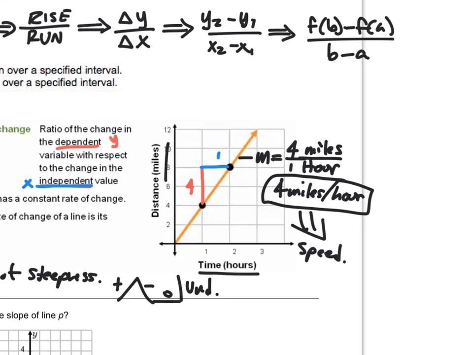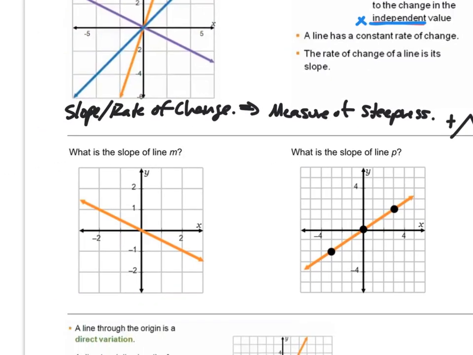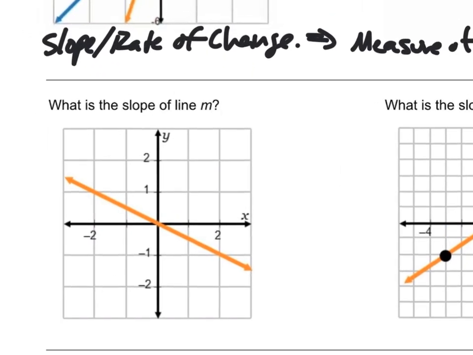Okay, so let's take a look at what we've got here. Let's look at the ability to calculate the slope of a line. What I do is take 2 points on a line and calculate the vertical change divided by the horizontal change.